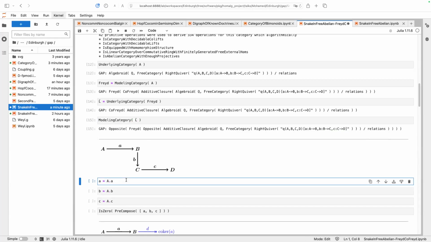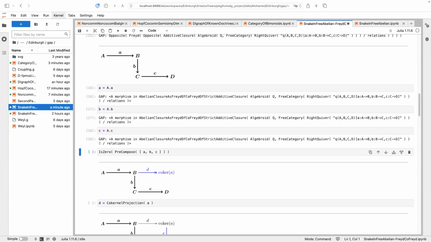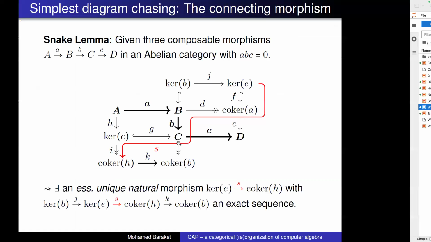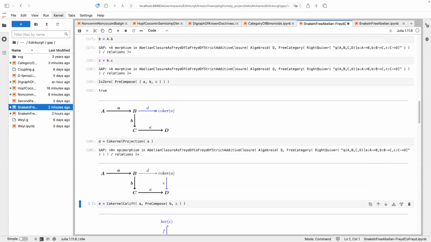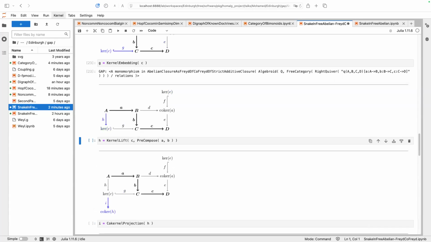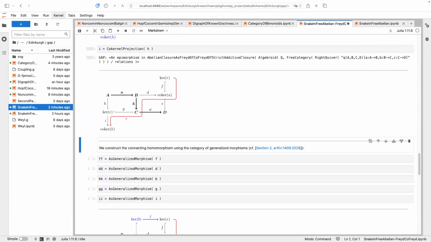So now I do the ultimate Yoneda embedding. I take the objects in my quiver and embed them in the category A. So now A, B, and C are now morphisms in the abelian closure. And there I test that in this free model, their composition is 0. And this is true. And now I do what I just did on the slides, verbatim, right? I take the co-kernel projection of A. Then I take the co-kernel lift. And then I take the kernel embedding. And then I take, again, the kernel embedding of C. And then I take the kernel lift. And then I take the co-kernel projection. And now I have my setup.